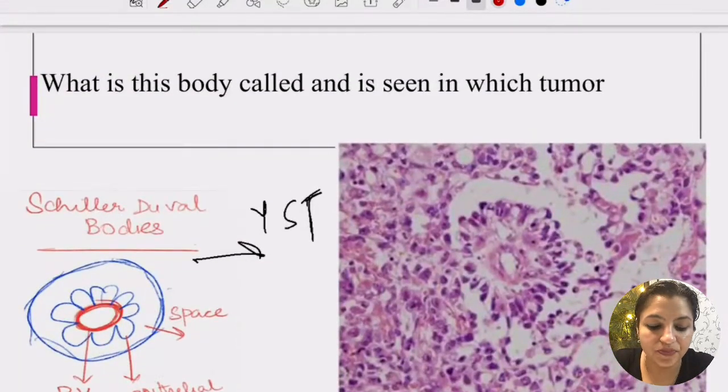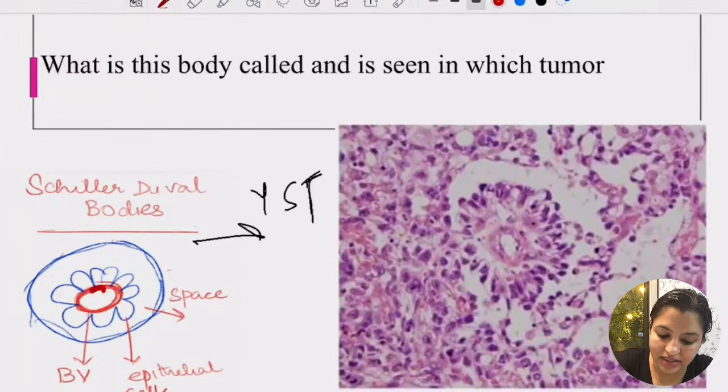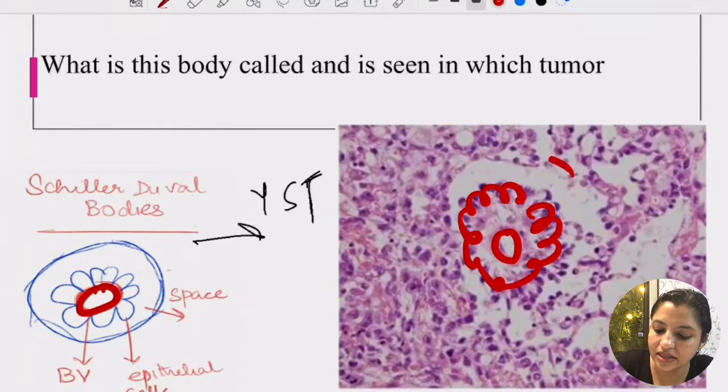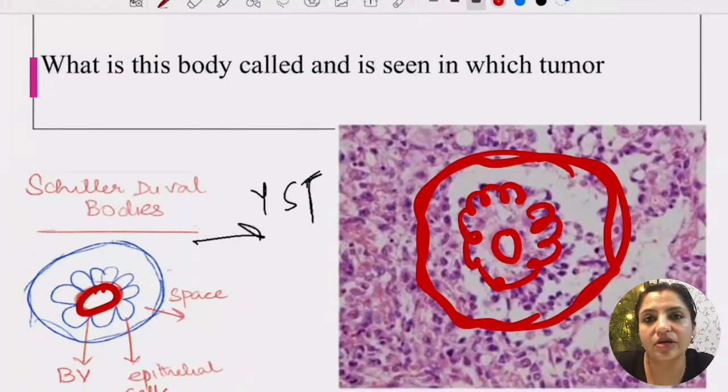This is the last question of the day. What is this body and which tumor? All of you know this. There is a central vessel around which these epithelial cells are there, and then there is a space which is lined by flattened cells. So this is nothing but a Schiller-Duval body, and this is seen in yolk sac tumor. With that, we finish the session.